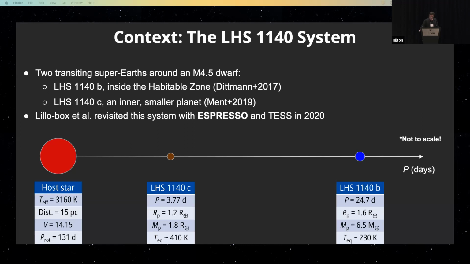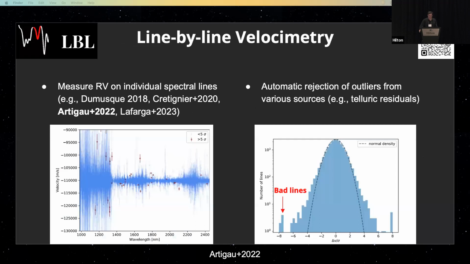So in 2020, the system was revisited by Lillo-Box et al. using ESPRESSO data and tests. So thanks to Etienne, on Monday, who presented this new line-by-line precision radial velocity method. Here I summarize into two key points. So the line-by-line at its core, we measure radial velocity on each individual spectral line using the Bouchy method. There are different implementations. It was first explored by Xavier Dumusque at Geneva University in 2018.